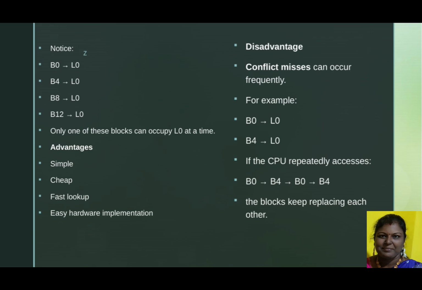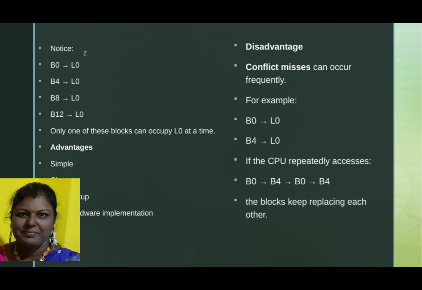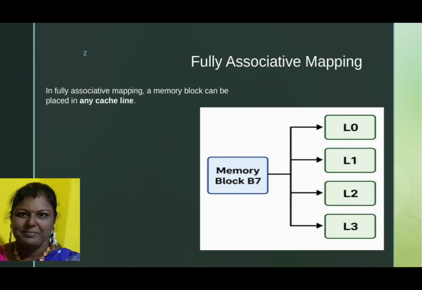With fully associative mapping, a memory block isn't tied down to a specific spot. Instead, it can go anywhere in the cache. This flexibility means the system can place data wherever there's space, which helps reduce conflicts. But it also means the cache has to check every line to find what it's looking for, making the search more complex. So, fully associative mapping offers freedom in placement, but at the cost of more complicated lookup.